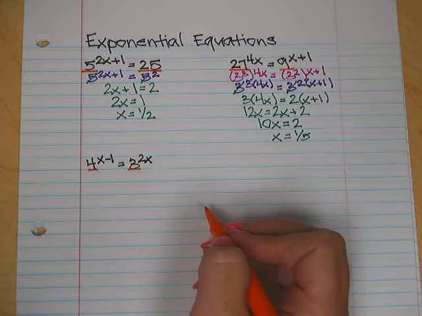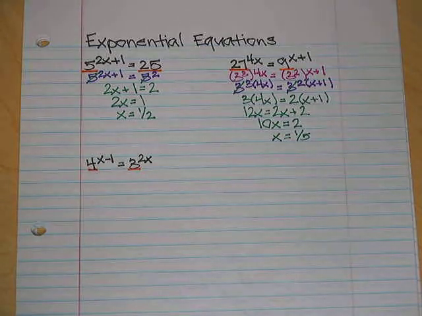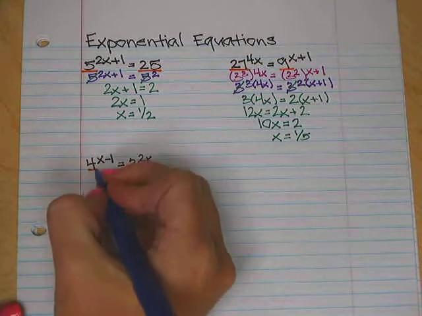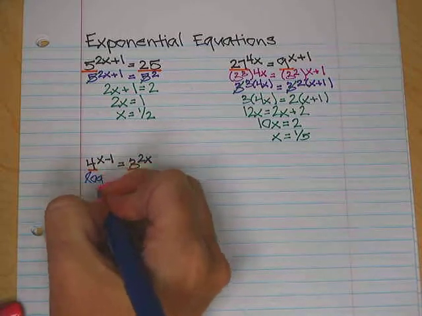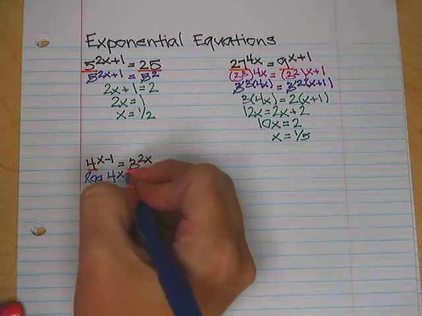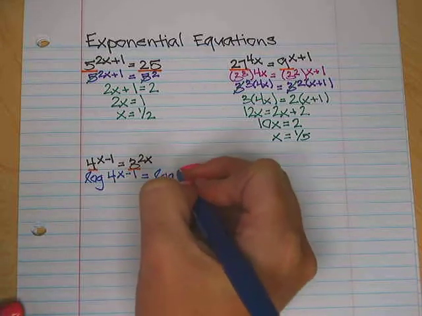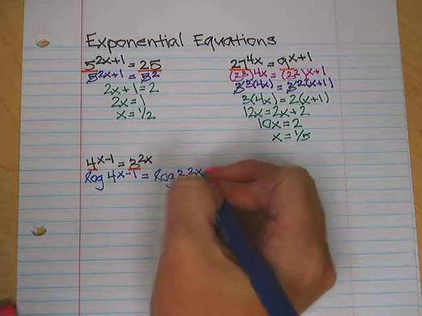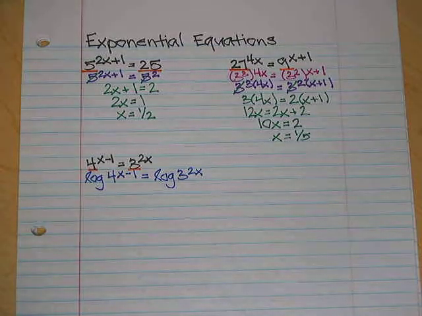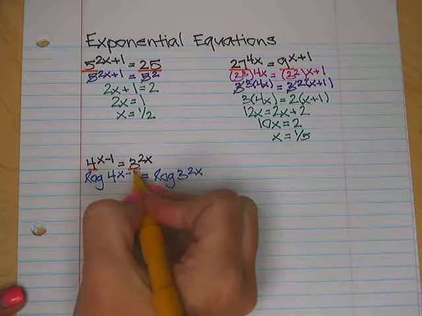It doesn't really matter whether you take the common log or the natural log, although we usually don't use natural log unless we have an e in the problem. So we're going to go ahead and use the common log. So I'm going to have log of 4 to the x minus 1 equals the log of 3 to the 2x.